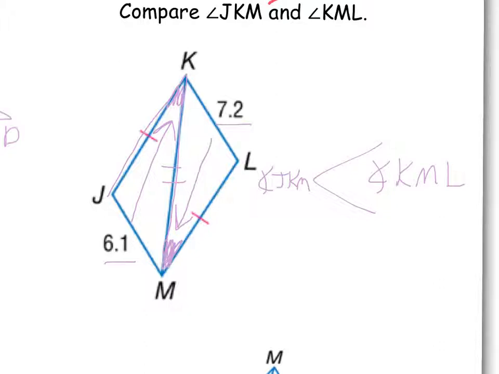Okay? So really, it's similar to what we did yesterday. The segment that's larger is opposite the larger angle. The angle that's larger is opposite the longer segment. Now, the only difference is we have to remember these two triangles have to have two pairs of congruent segments.